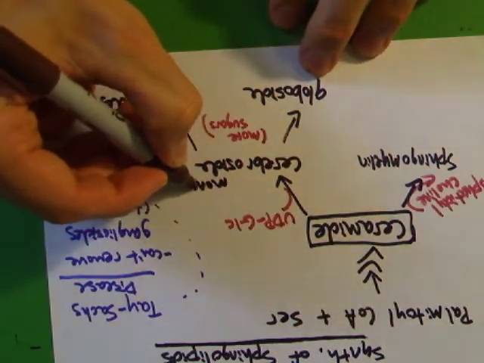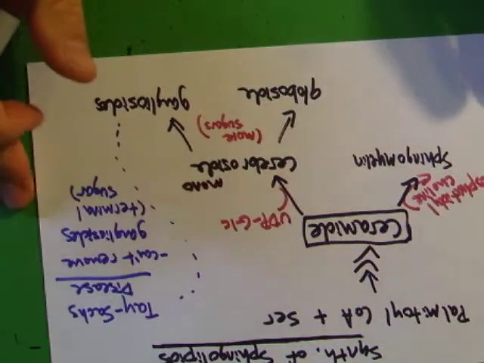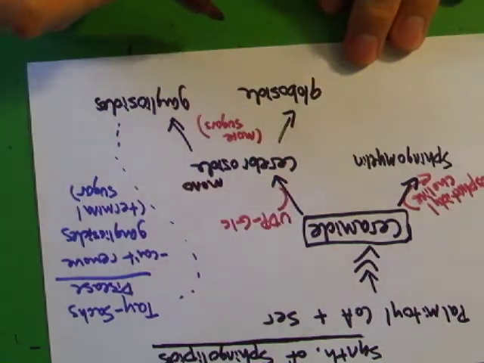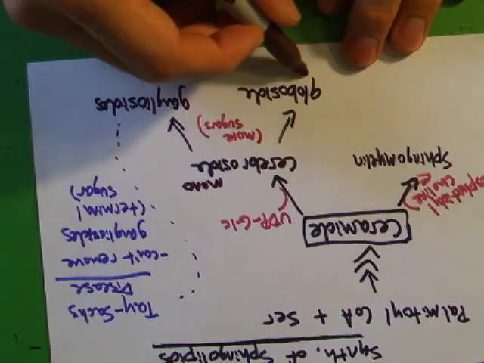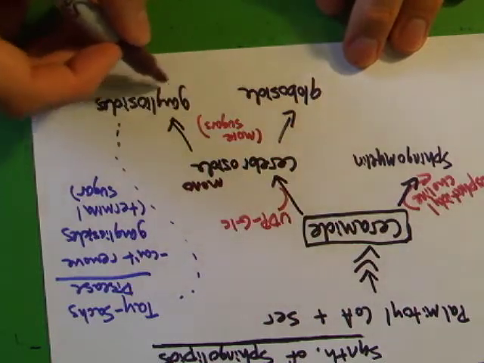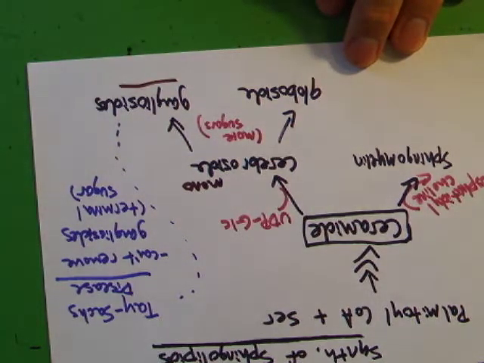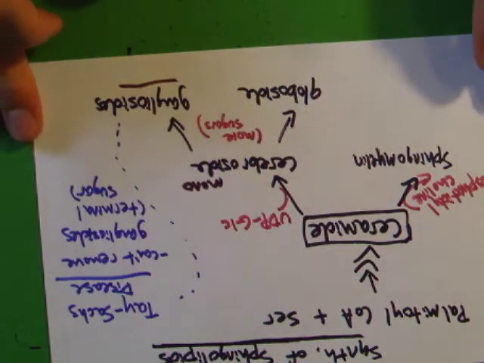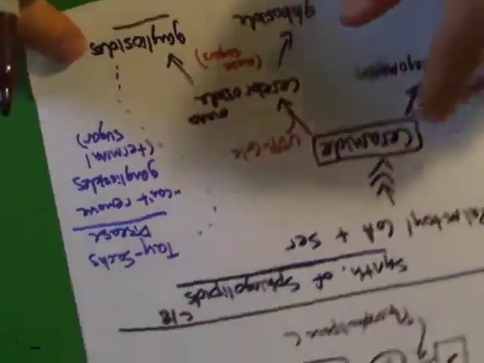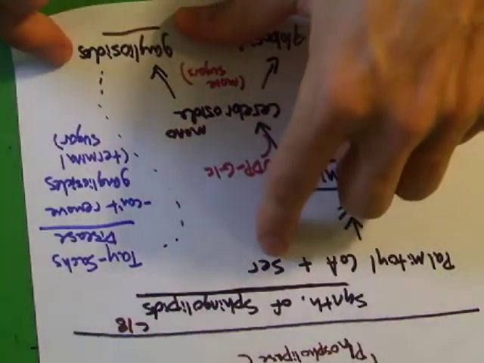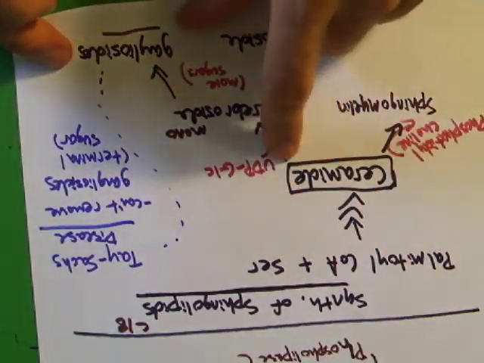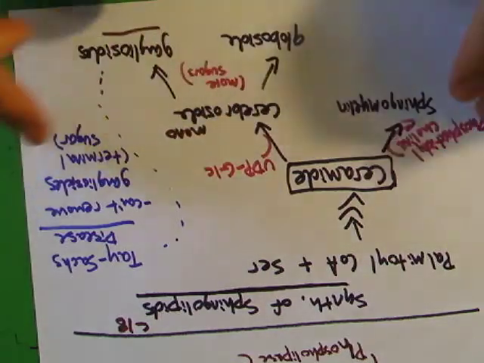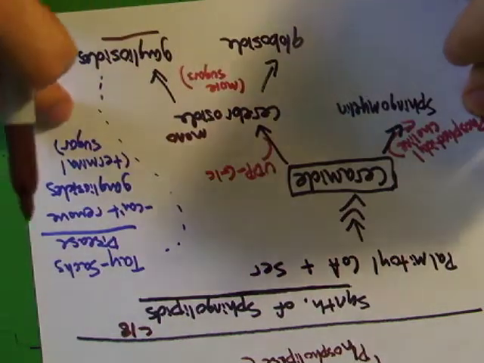Cerebroside is the monosaccharide attached to this fat molecule. If you add just a couple more sugars, you would get a globoside. If you add a bunch more sugars, you're going to get a ganglioside. So all of these are your sphingolipids, all derived from palmitoyl-CoA and serine, with ceramide being the most immediate precursor.